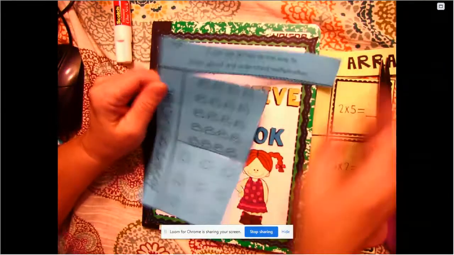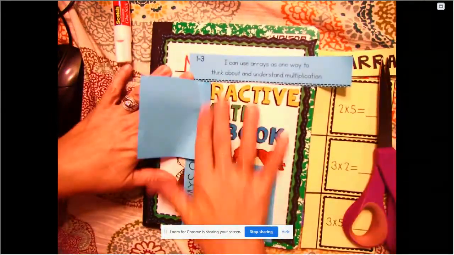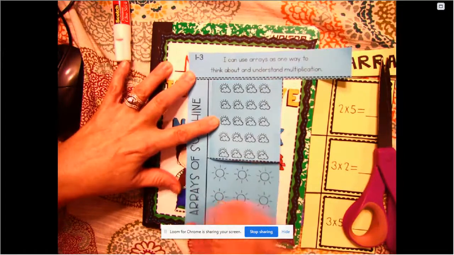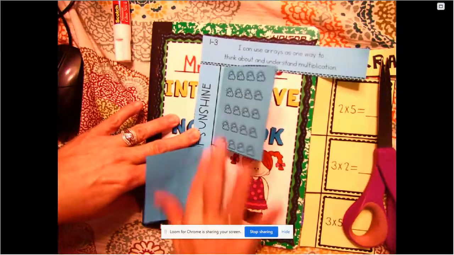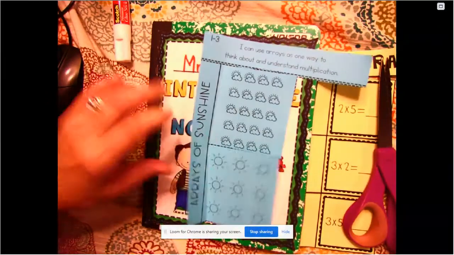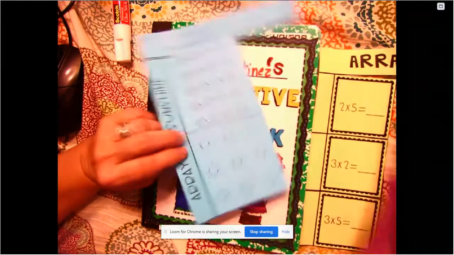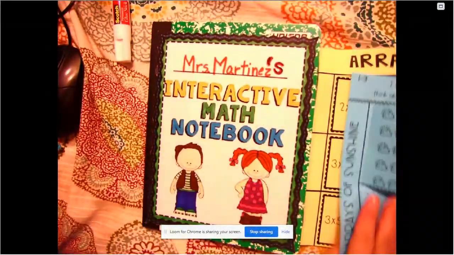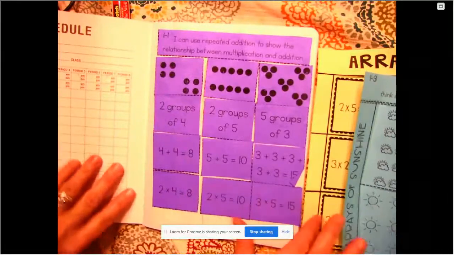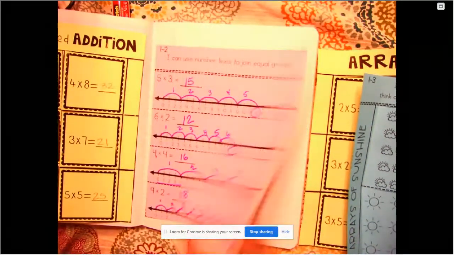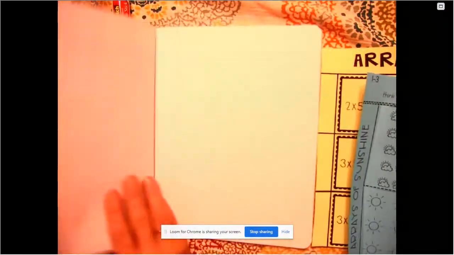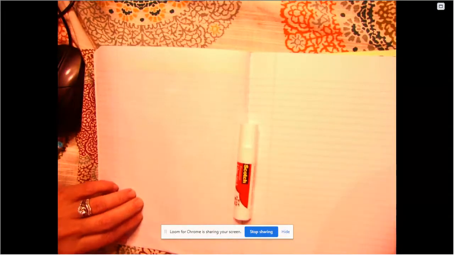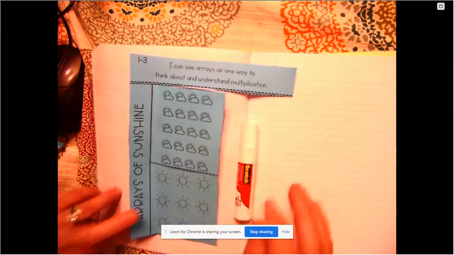So we've got the top that we're going to glue down. We have a window. There's one window, and here's the second window. Okay, there you go. And we're going to put our scissors away because we're all done now. And we're going to open up our Math Interactive Notebook. We've got some things in here already. So right after your 1-2 number line, turn the page. And you're going to grab your blue page here.